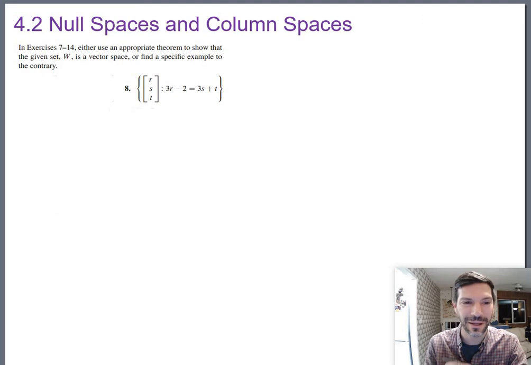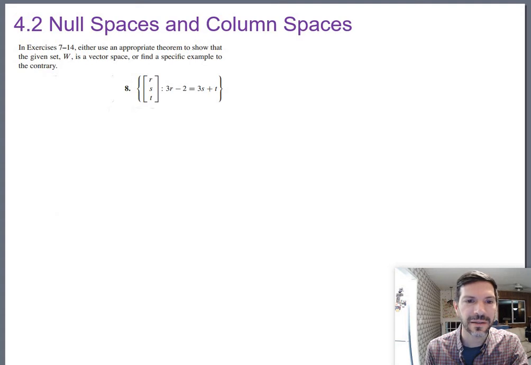So let's take a look at number 8. 7 through 14, they say, show that this is a vector space or prove that it's not. Find a specific example to the contrary. And you can be using the ideas of null space and column space. You can be using the general ideas from 4.1, the 10 requirements of a vector space. So let's take a look at 8.